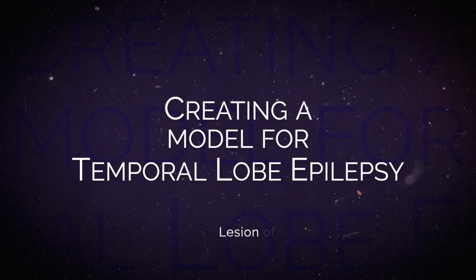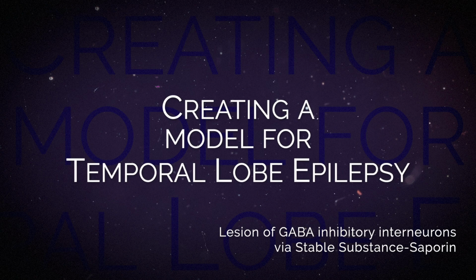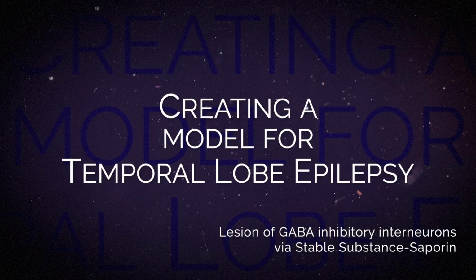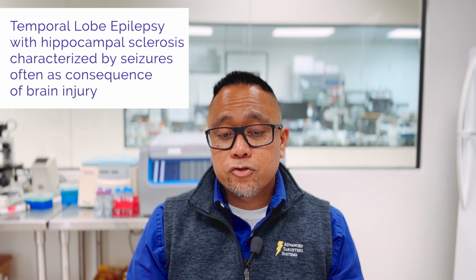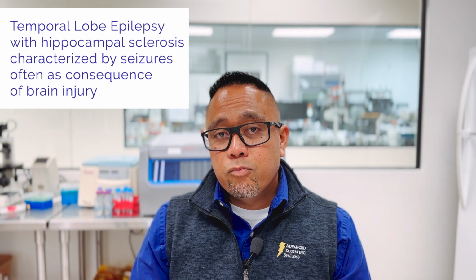So the last disease model that we'll cover in this presentation is going to be temporal lobe epilepsy. We accomplish this by lesioning the GABA inhibitory interneurons via a conjugate called stable substance P saporin. Essentially, that's substance P peptide that's been chemically linked to saporin. Just as a general background, temporal lobe epilepsy with hippocampal sclerosis is a common neurological disorder characterized by seizures that arise from the hippocampus and related structures, often as a consequence of brain injury.